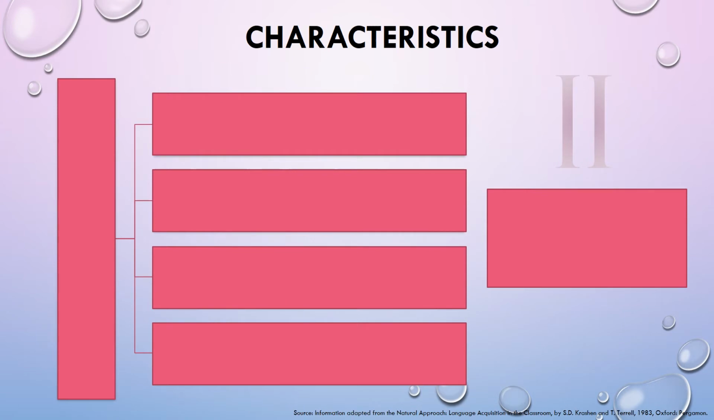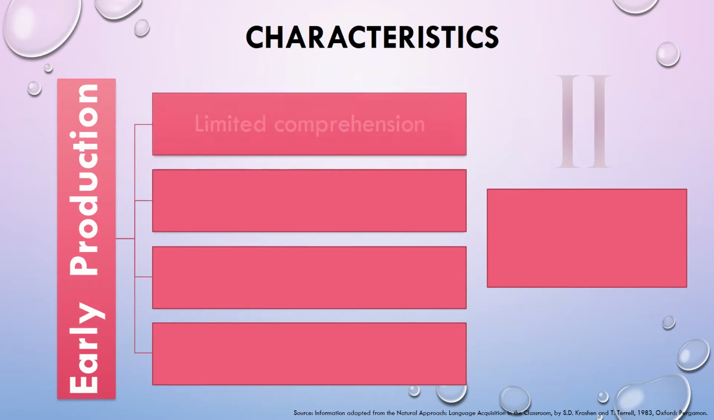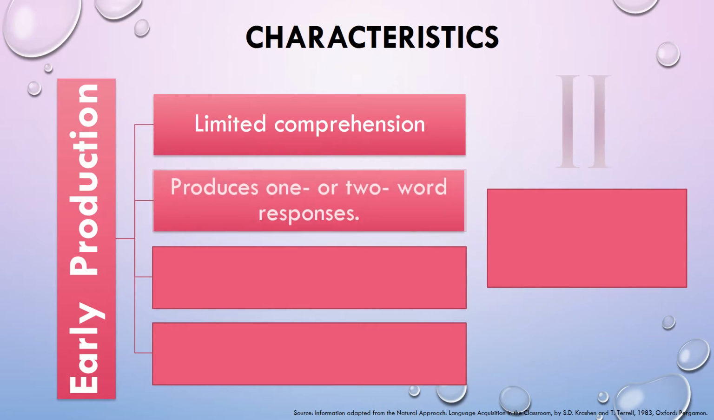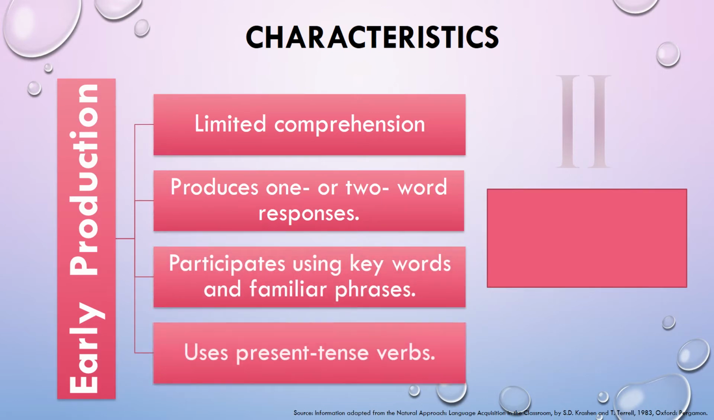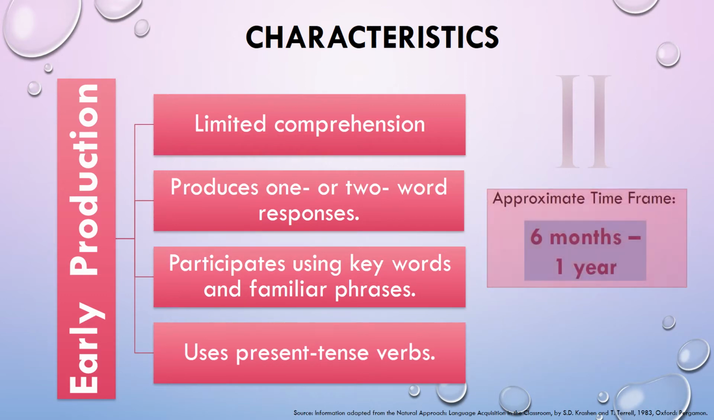Stage 2, early production. English learners have limited comprehension without support. They are able to produce 1 to 2 word responses, are able to participate using keywords and familiar phrases, and are able to use present tense verbs. This stage lasts 6 months to 1 year. By then, English learners would have developed 1,000 English words, speak in 1 or 2 word phrases.